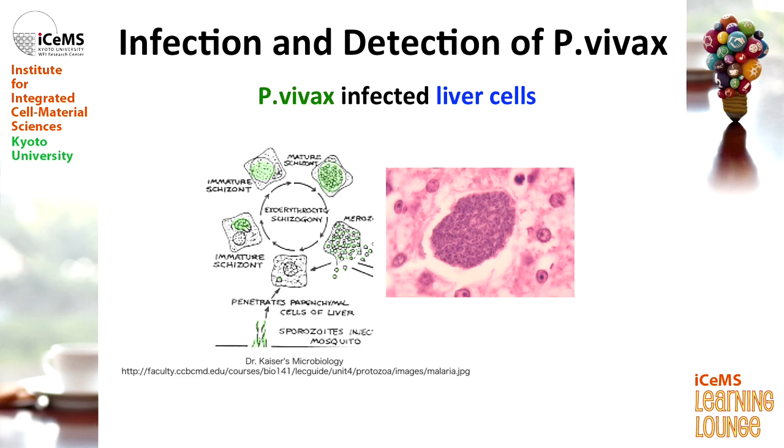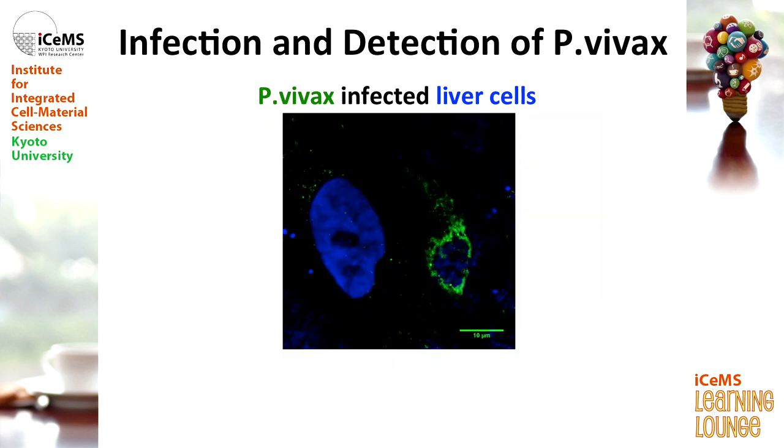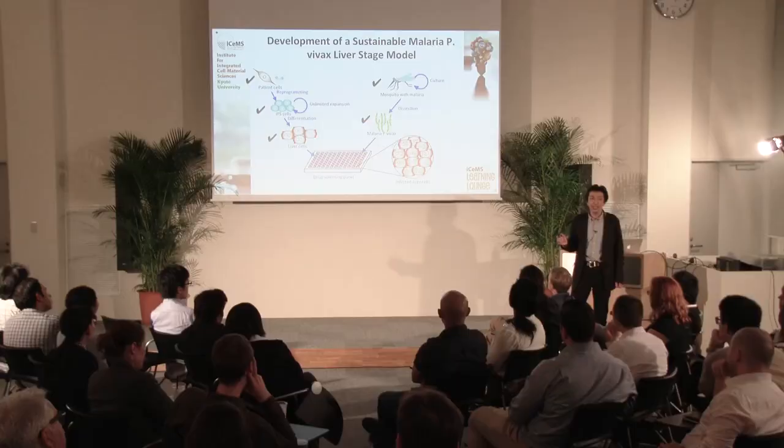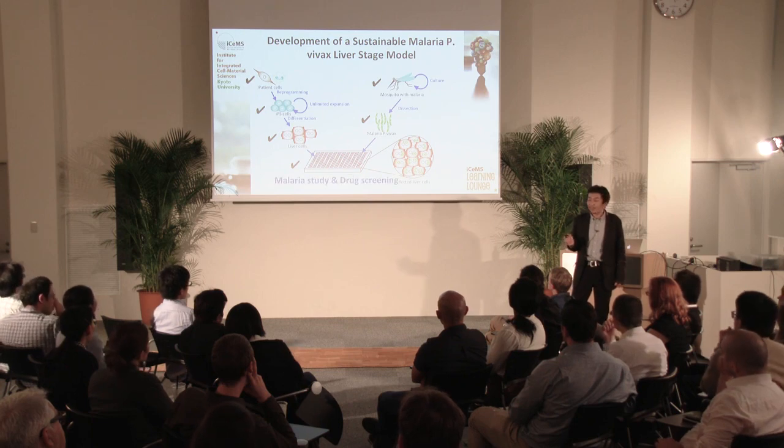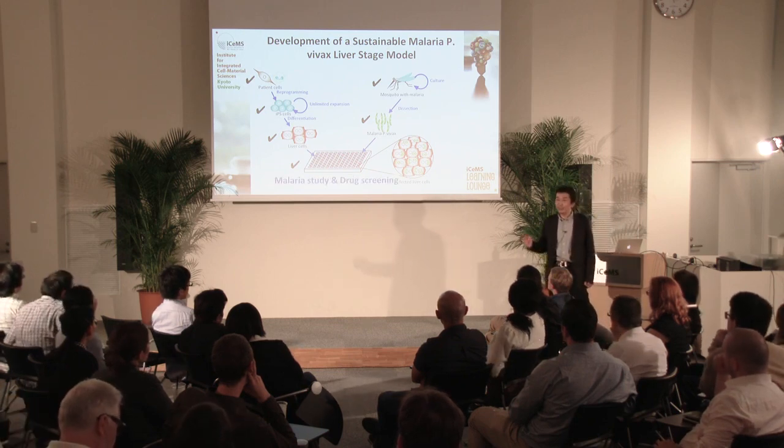So we examined whether our model has such a structure or not. Then we stained malaria green and liver cell nuclei blue. Then you can see there's a green dotted ball beside the liver cell nuclei. So that means our model can infect liver cells with malaria and allow malaria to develop. So now we made that screening model. We are working on malaria study and looking for a company to use this for drug screening.